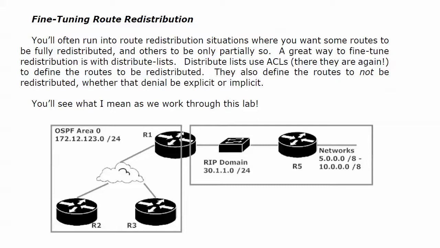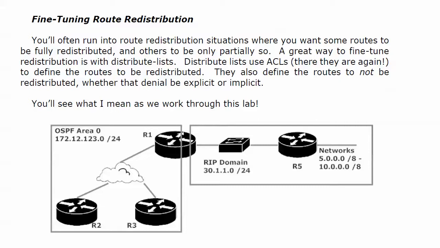OSPF Area 0, our usual 172.12.123.0/24 network, our typical hub and spoke where router 1 is the hub. Routers 1 and 5 are also communicating over the 31.1.0/24 network, a RIP domain. And router 5 has a bunch of networks it's advertising into RIP right now, 5, 6, 7, 8, 9, and 10 to be exact, all with 8-bit masks.